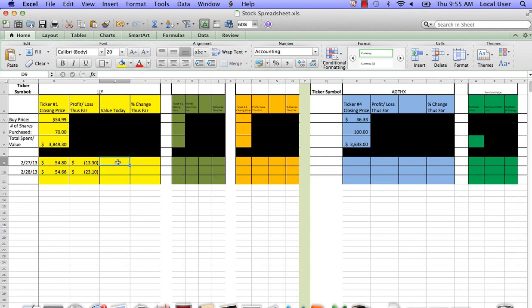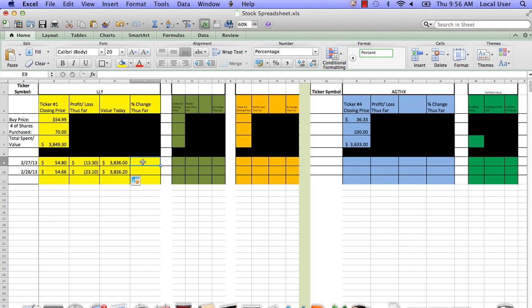Then value today, what we would do is take the price that it is today times the number of shares we bought. Now, again, when I drag this down, I don't want it to change to B7, B8. I want it to always be B6. So therefore, I want that 6 to stay the same. So I'm going to put a $ sign in front of it, and voila. And I'm going to drag that down, and therefore we have how much this stock would be worth if I were to sell it on the 28th.